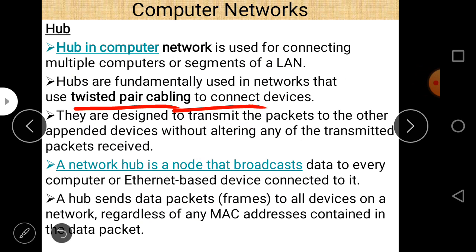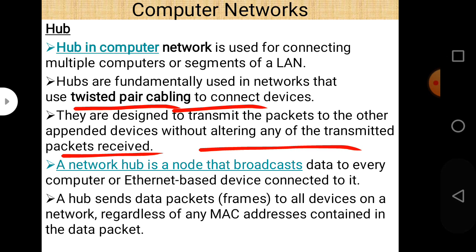And the second important thing is that it is not an intelligent device. And why do we call it not an intelligent device? Because it broadcasts the data. They are designed to transmit the packets to the other attached devices without altering any of the transmitted packets received. And a network hub is a node that broadcasts data to every computer or Ethernet-based device connected to it.